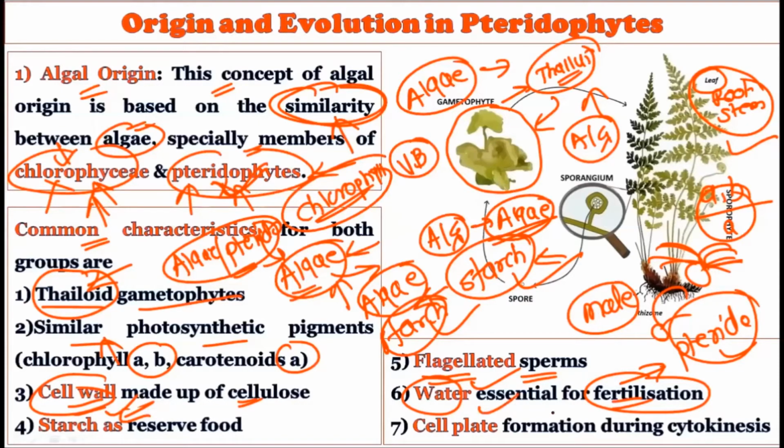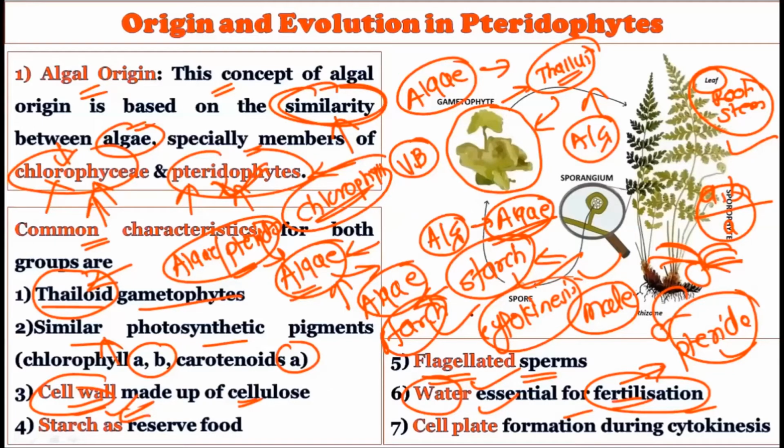Right? Plus, there is cell plate formation during cytokinesis. During the process of cytokinesis, there is a formation of the cell plate in both the pteridophytes as well as in the algae. As you already know, cytokinesis is the division of the cytoplasm, and during the division of the cytoplasm, the cell plate formation is there in the algae as well as in the pteridophytes.